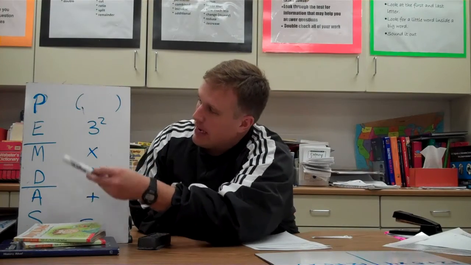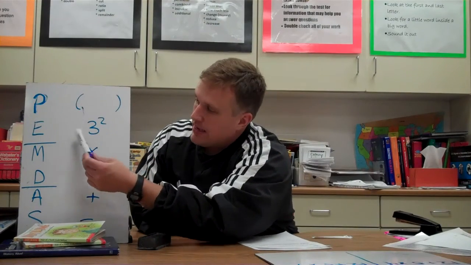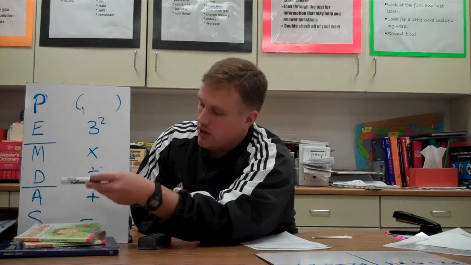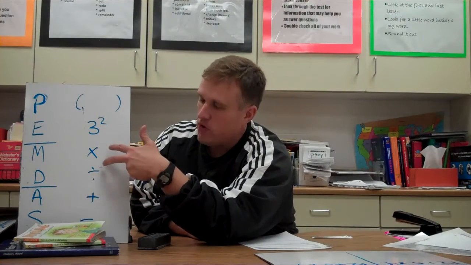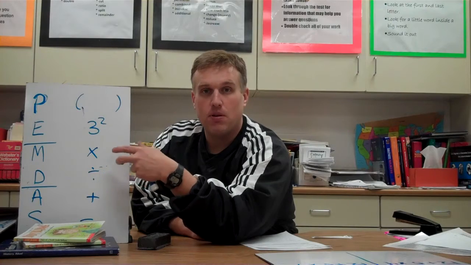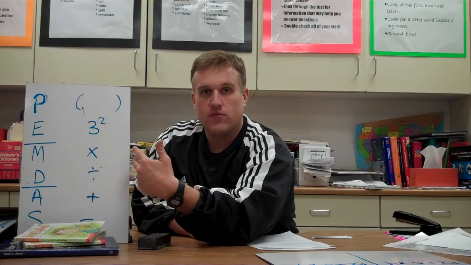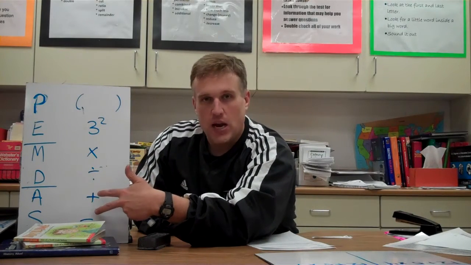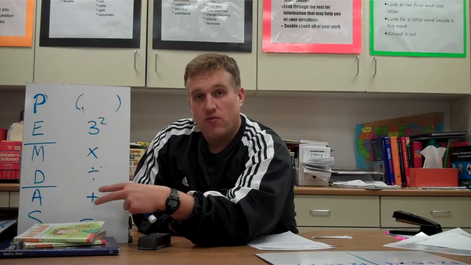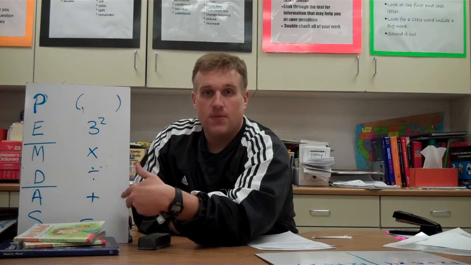Please excuse my dear Aunt Sally. Remember, P is parentheses, E is exponents, multiplication, division, addition, subtraction. Remember, if you have multiplication and division in the same problem, you do whichever comes first going left to right. Same thing with addition, subtraction. If you have both of those in the same problem, you do whichever comes first going left to right.